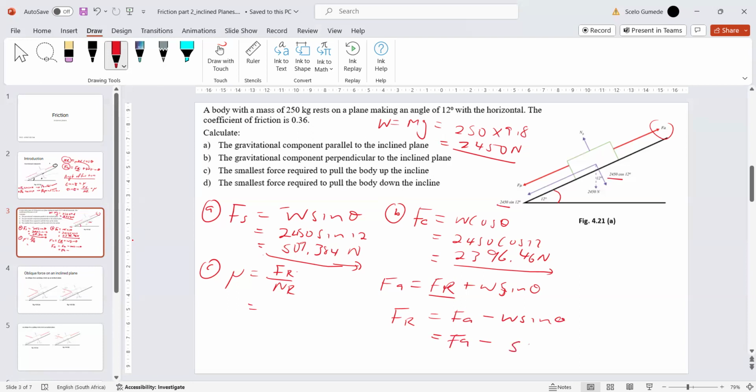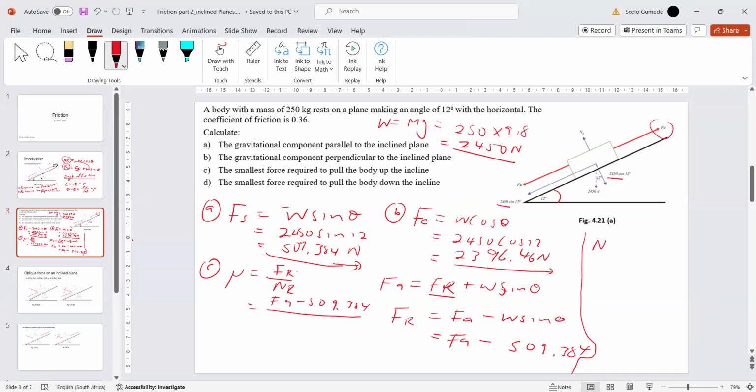We already calculated it as 509.384. So we substitute here: Fa minus 509.384 divided by the normal reaction. What is the normal reaction? Normal reaction going up is equal to the force going down, which is W cos theta. So our normal reaction, we already calculated it as 2396.46. So we substitute it there at the bottom. Don't forget the coefficient of friction is 0.36.